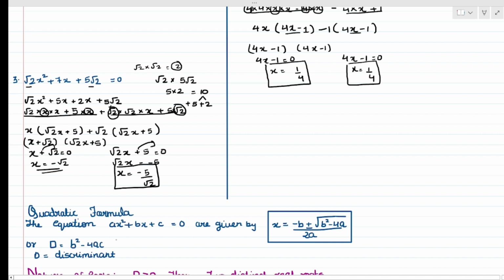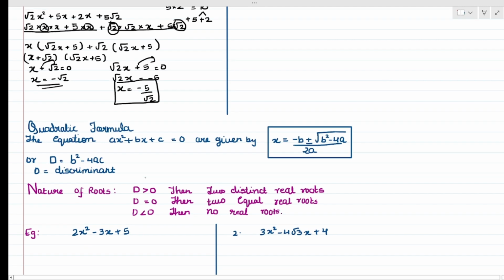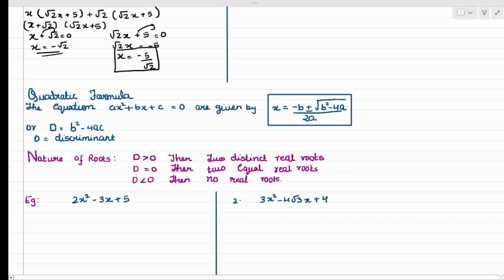Okay, clear factorization method. Now we are moving ahead with the quadratic formula. One first thing you should notice over here is that your equation should always be in the standard form. First condition, ax square plus bx plus c, my equation should be in the standard form. Then you need to learn this formula. You have to learn or memorize this formula.